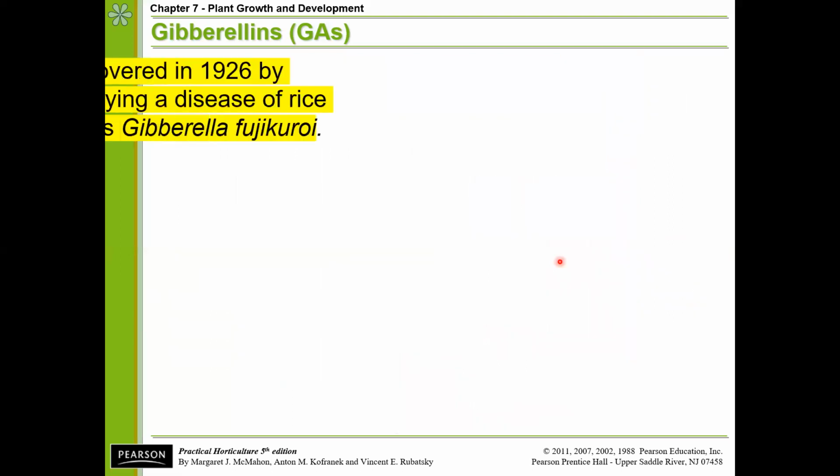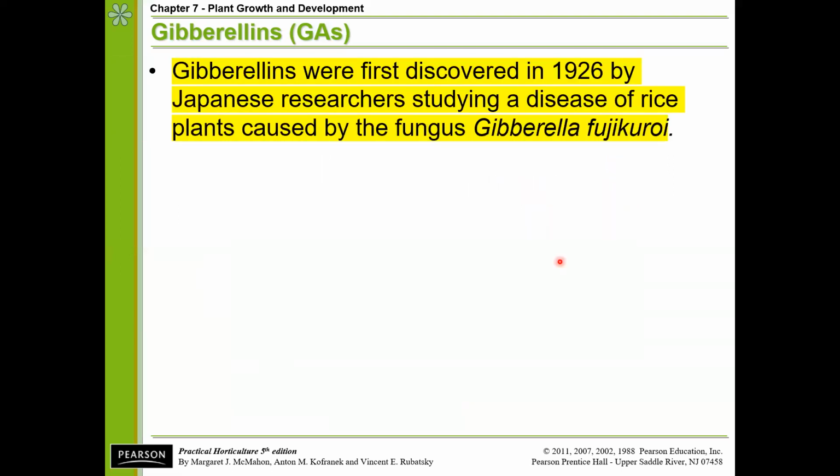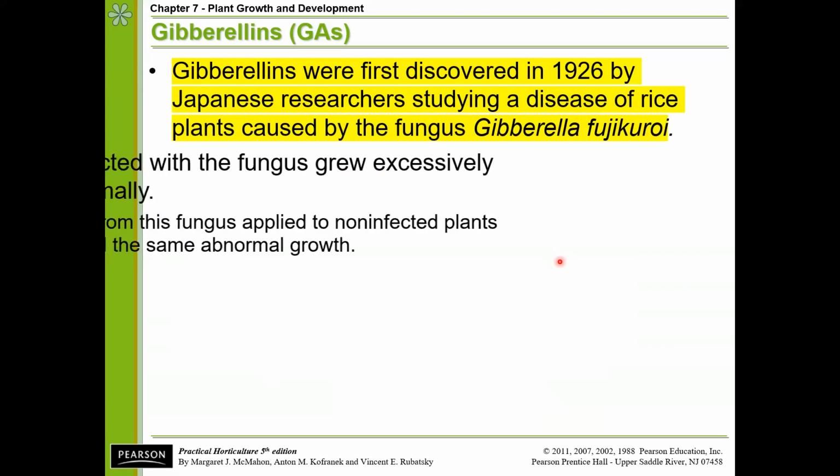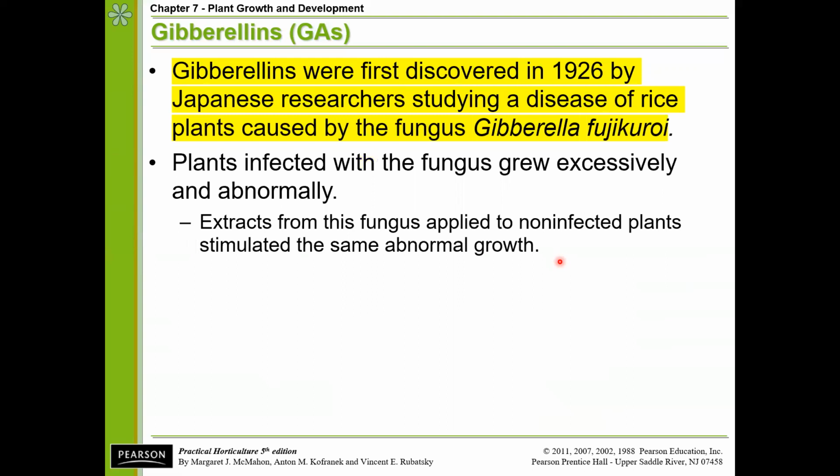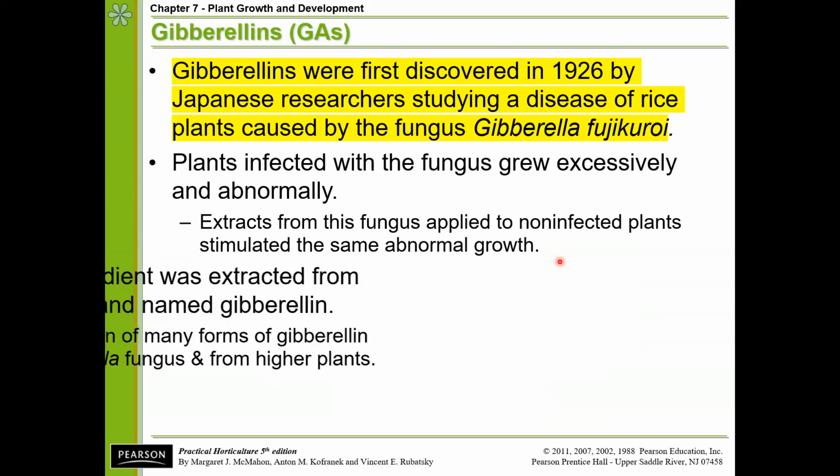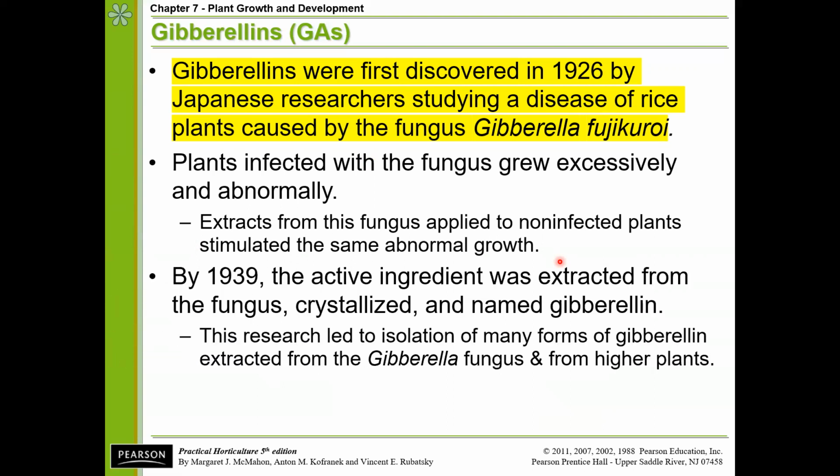Gibberellins were first discovered in 1926 by some Japanese researchers studying a disease of rice, and they found that the plants infected with a fungus grew excessively and abnormally. Then they extracted material from that fungus and sprayed it onto plants, and figured out it was a chemical derived from it, and they named it gibberellin after that fungus, Gibberella.